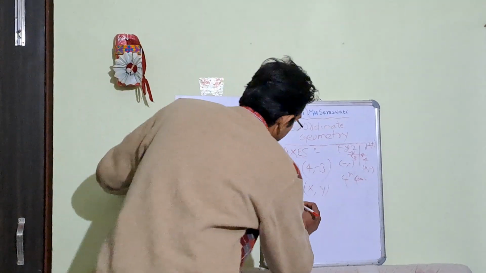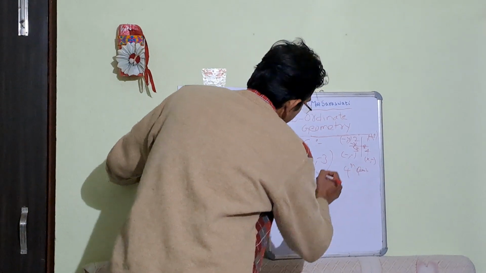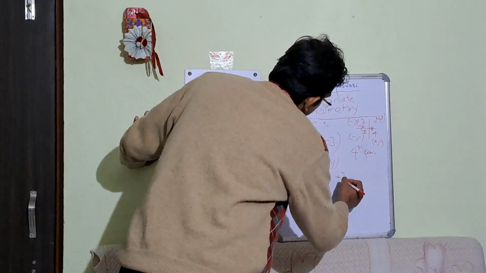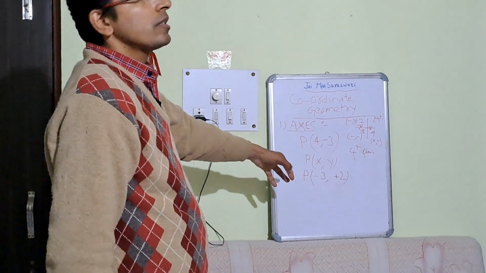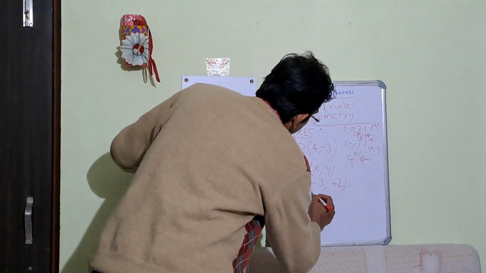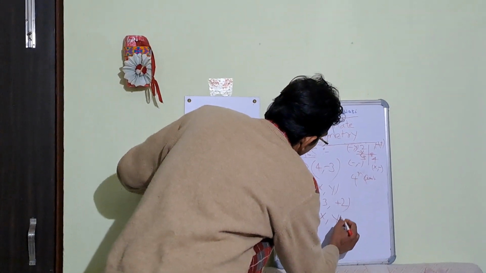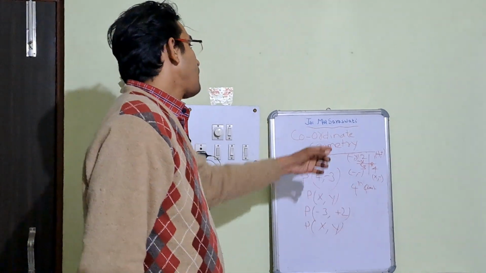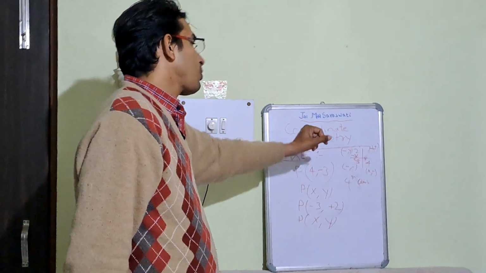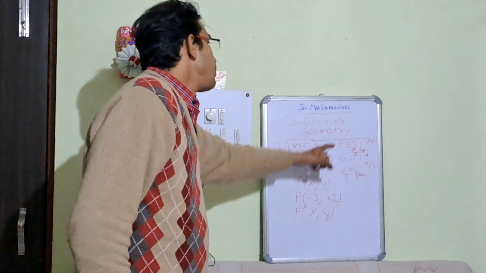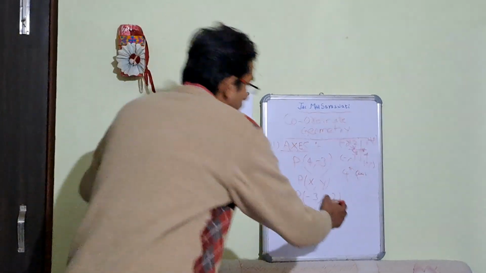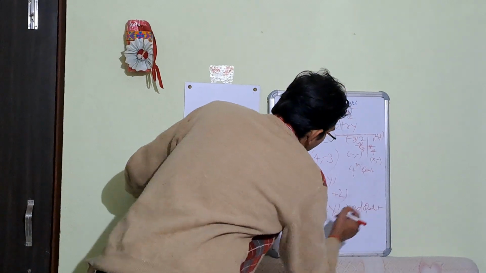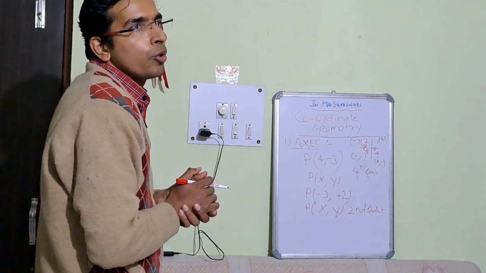Understood? We will be taking one more example. P, x value is given as minus 3 and y value is given as plus 2. In this case, we will write this in the standard form, x and y. The x value is negative and y value is positive. So applying the above concept, this particular point will lie on the second quadrant of the coordinate axis, where x value will be negative and y value will be positive.